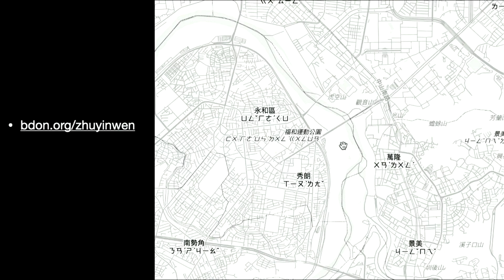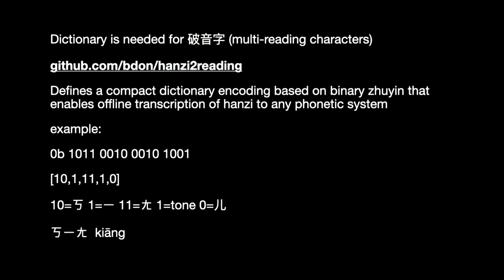And it works globally. So in the case there is a Chinese name for a place that is in Brazil, it would also be able to transcribe that. And you can find the code to support this on GitHub. It's a new library that is called Hanzi to reading.